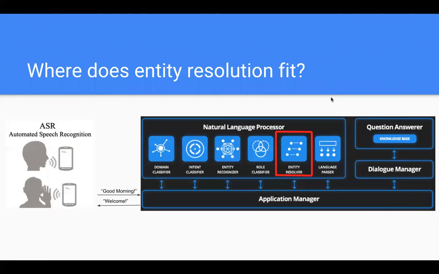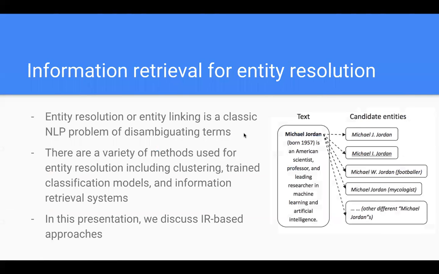Let's dive a bit deeper into this component itself. Entity resolution or entity linking is a classic natural language processing problem of disambiguating terms. For example, in this text, you have Michael Jordan is an American scientist, et cetera. You can have different candidate entities for that. It could be Michael J. Jordan, the basketball player, Michael I. Jordan, Michael W. Jordan, and so on and so forth. Based on the context, as well as who is speaking and other context information, you can disambiguate it to Michael I. Jordan based on all the text following that term.